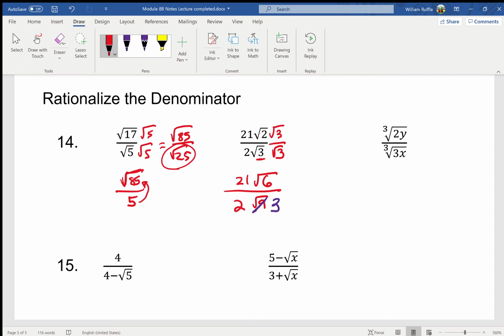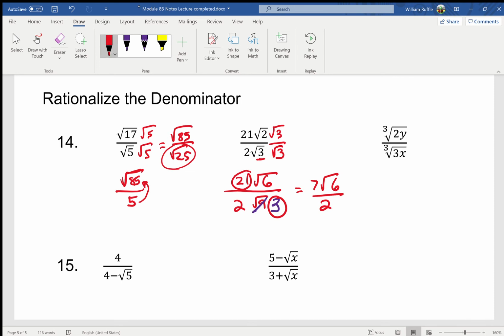Now, we can do this. We look at 21 and 3. They are both outside the square root, and 21 divided by 3 is 7. So I'm really reducing top and bottom by 3. So this is really equal to 7 root 6 over 2.